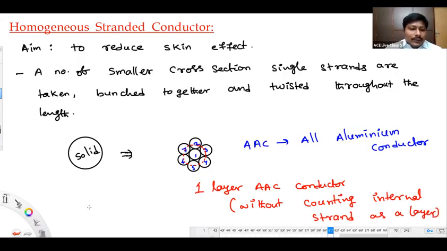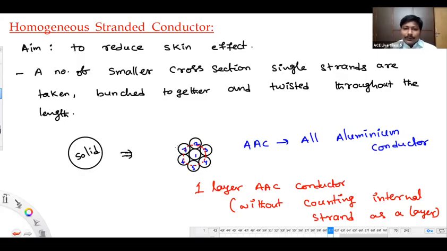Okay, one simple question here is, why do we have to keep only 6 strands in the first layer? If you count up the number of strands in the first layer here, 2, 3, 4, 5, 6, 7, it means a total of 6 we have. Why only 6? Why can't we keep 7? Why can't we go for 8? Or why can't we go for 9? Why are you going with only 6 strands in the first layer? In order to make the overall shape of the conductor a circle.